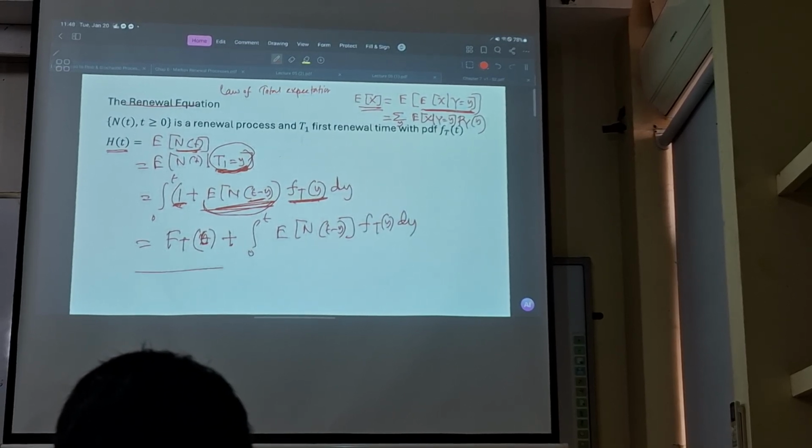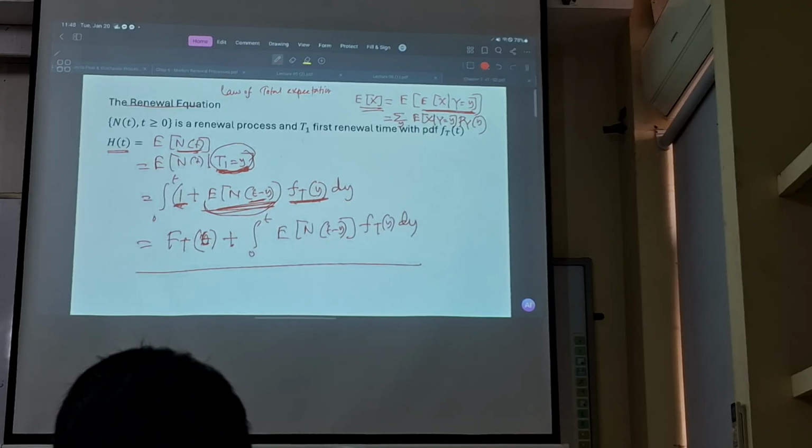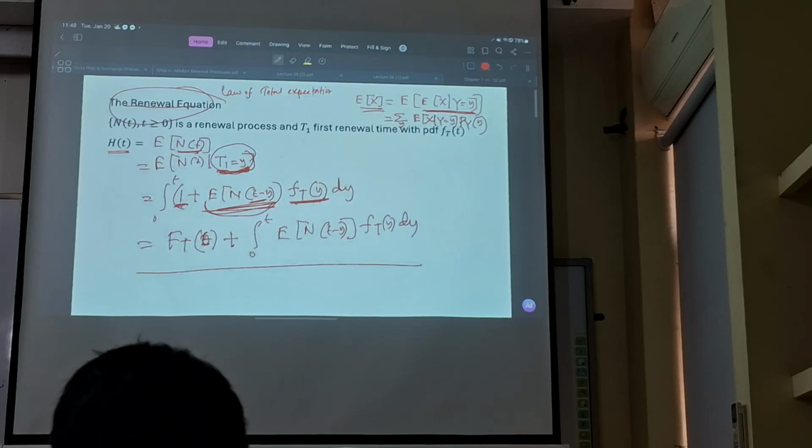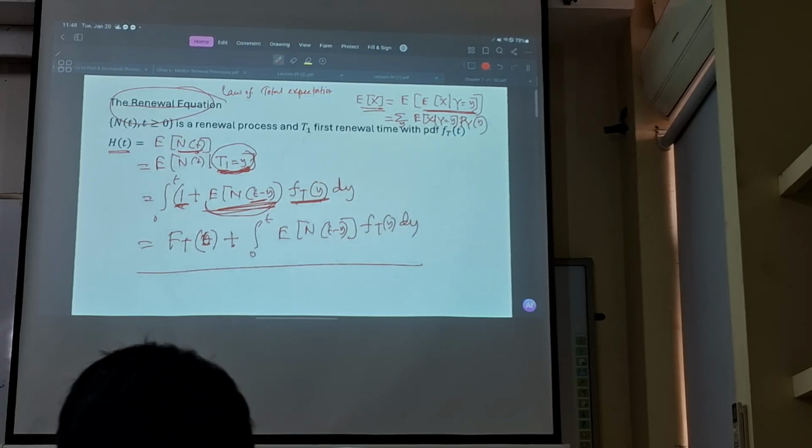So this equation is actually an integral equation, and we call this equation the renewal equation. Using this one, we can calculate the expected number of renewals for different problems. We'll see in the next class.